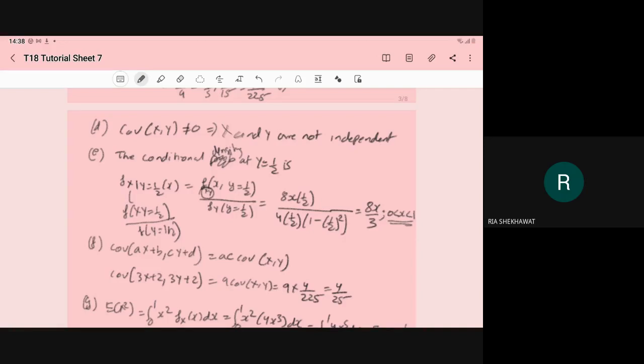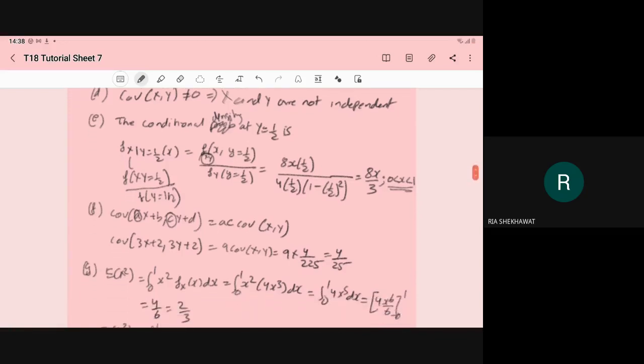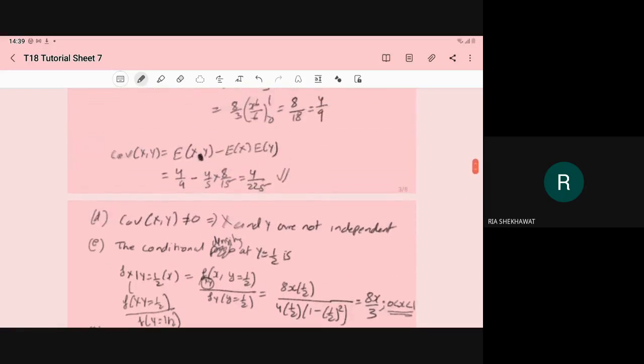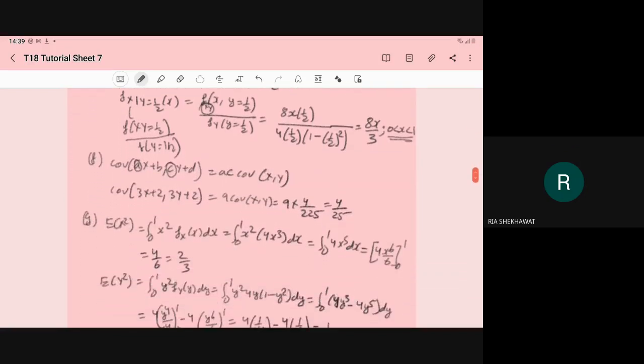So here the covariance of aX plus b and cY plus d will be a into c, meaning the constants that you multiply, into covariance of X comma Y. So for the given problem, covariance of 3X plus 2 and 3Y plus 2 will be 9 into covariance of X and Y. Covariance of X and Y we have already computed in the above part: 4 upon 225. So just put 9 into 4 upon 225. It will give you 4 upon 25.